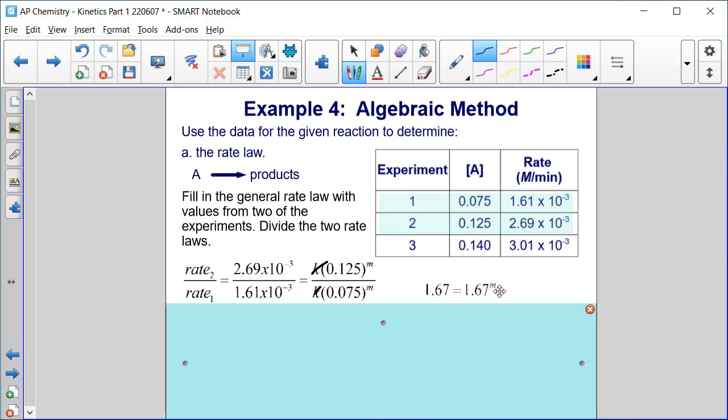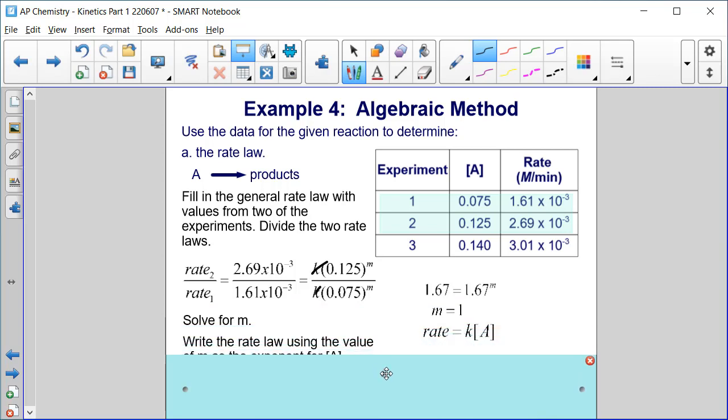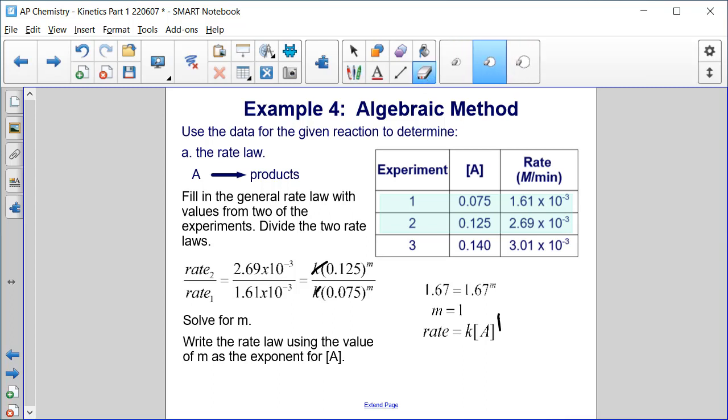Now, this is really straightforward. We don't need that intermediate algebra work with the logs to figure this one out. M in this case has to be 1, right? And so the rate law looks like this. The rate is equal to K times the concentration of A, and then the exponent M is 1, right? That we just determined. But of course, we don't need to write exponents of 1, so we don't see it written there. So here's our rate law for this experiment.